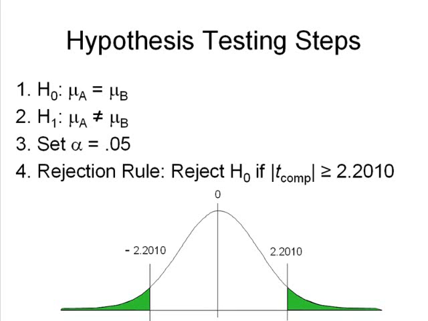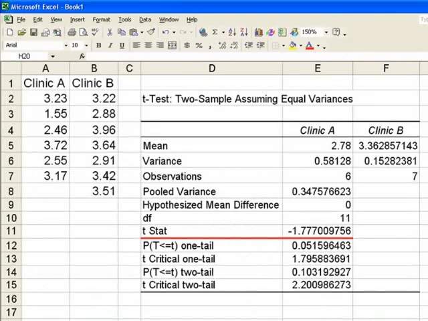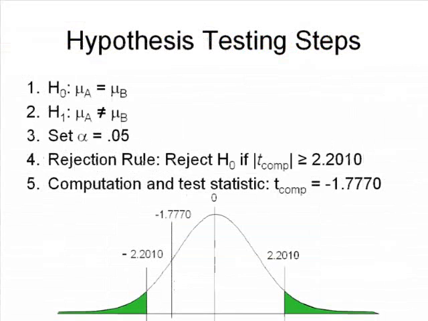And you can see where I've filled those in our picture. So if we end up getting a T-comp that goes in either of those tails, we get to reject our null hypothesis, which is what we want to do. If we don't get it there, then we've failed to reject. And that's not good. Let's take a look at what our T-stat was. Our T-stat was negative 1.770.